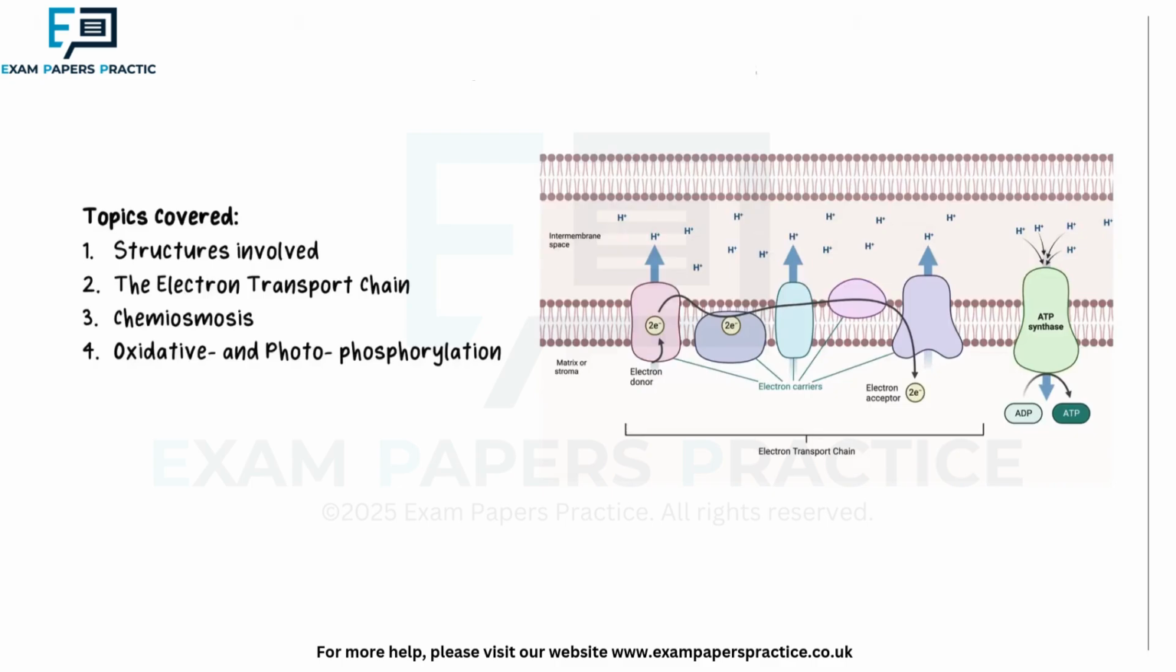This video is covering the key concepts of the electron transport chain and chemiosmosis, which are important concepts in both photosynthesis and respiration, as they play a crucial role in the production of ATP from ADP and inorganic phosphate. In this video, we will look at the structures involved, the processes of the electron transport chain and chemiosmosis, and the difference between oxidative and photophosphorylation.